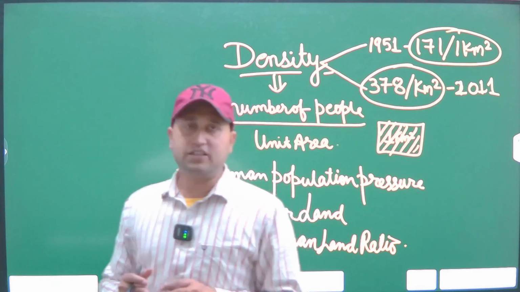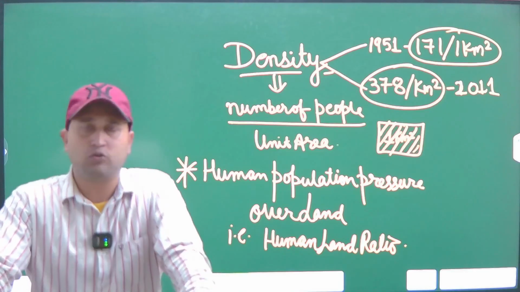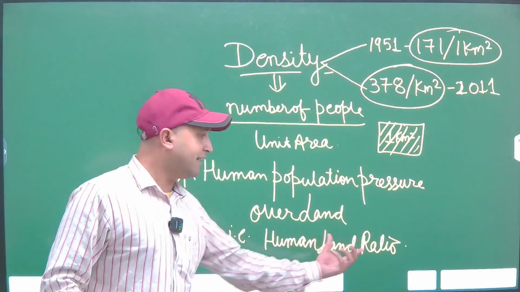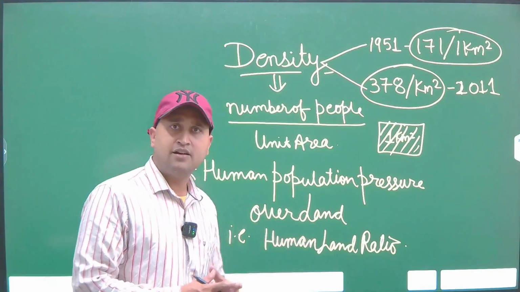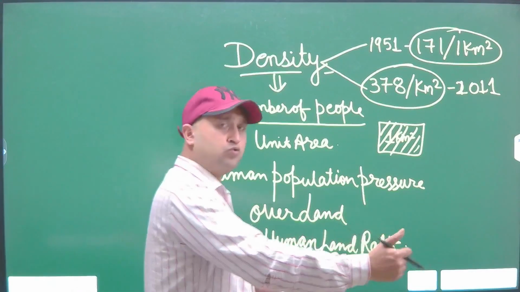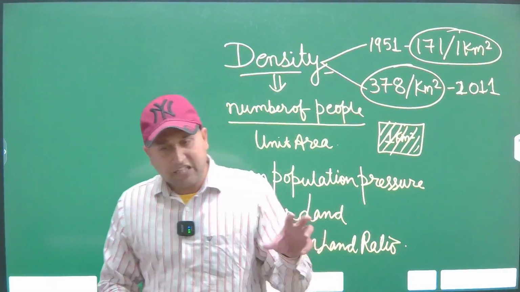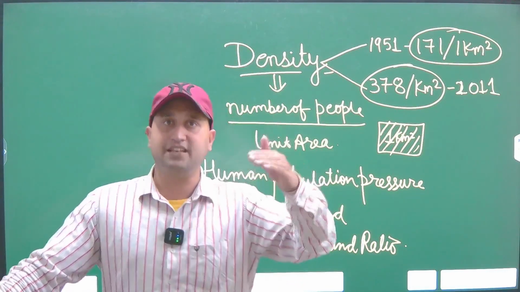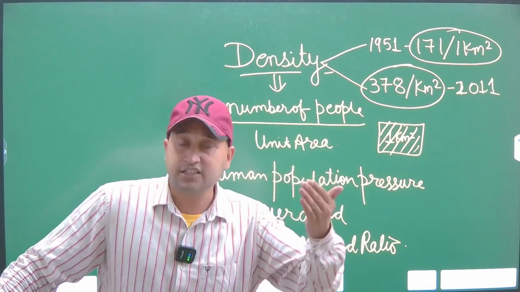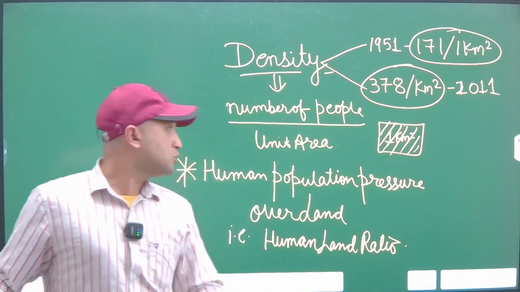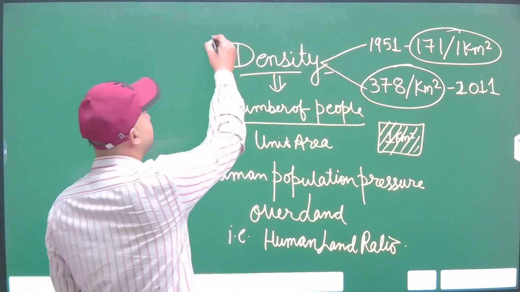Okay, so these are the factors that we could understand. For example, if we have to understand the human land ratio, we have to understand how the resources are being used, how the water table is depleting, and what is the pressure of the increasing population over the resources.